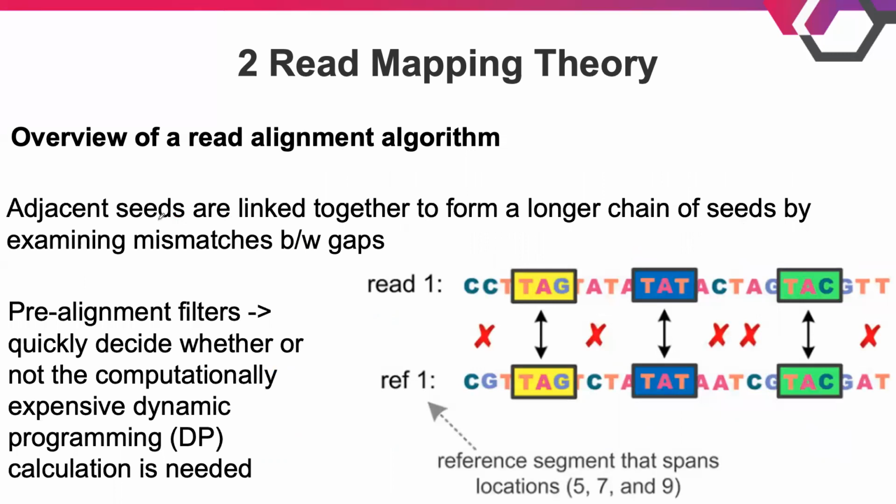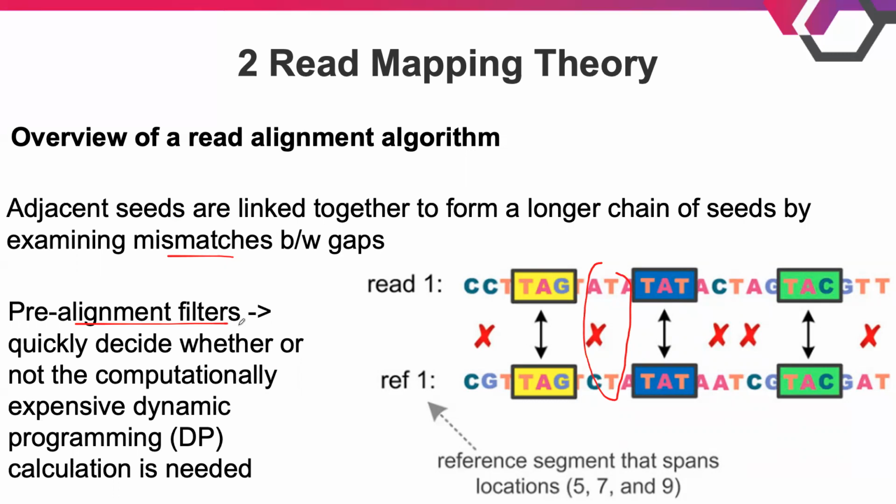So these seeds or k-mers are linked together to form a longer chain of them, and the mismatches between gaps are examined, so these intervening regions here. To speed things up, there's a pre-alignment stage to determine whether it's actually worth computing proper dynamic programming calculations, by looking at all the different sequence options across a sequence alignment.